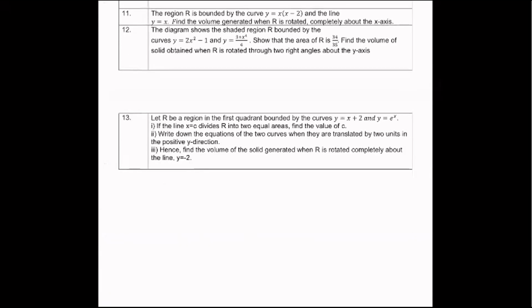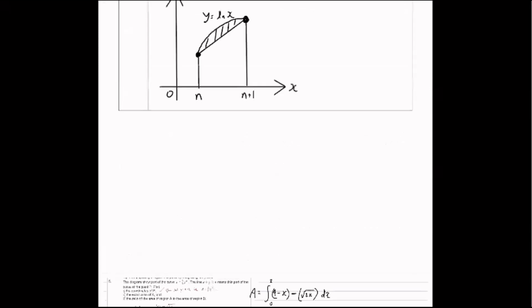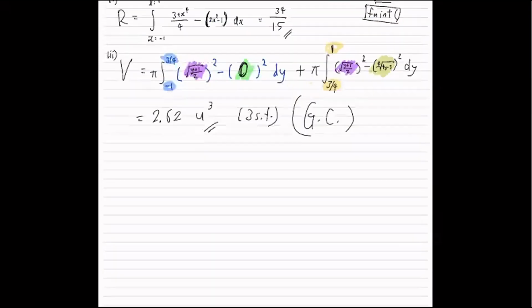Question 13, let's take a look. Let R be a region in the first quadrant bounded by the curves y equals x plus 2, y equals e power x. If the line x equals c divides the region R into 2 equal areas, find the value of c. So maybe I should draw the diagram first. Maybe you should also type inside your GC quickly the two functions.